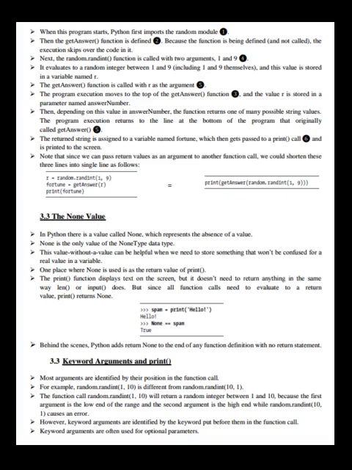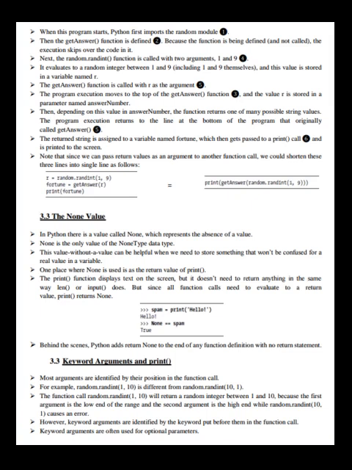One place where None is used is as the return value of print. The print function displays text on the screen, but it doesn't need to return anything in the same way len or input does. But since all function calls need to evaluate to a return value, print returns None. Behind the scenes, Python adds return None to the end of any function definition with no return statement.